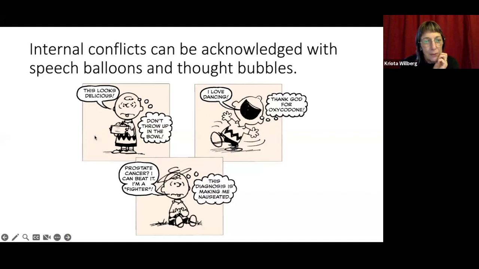So here in the first panel, Charlie Brown is holding a bowl of dog food based on the dots in his eyes, the tongue sticking out, so his expression, right? His expression is definitely in conflict with what he's saying, which is, this looks delicious. And then what he's thinking, don't throw up in the bowl, is actually kind of corresponding with his expression.